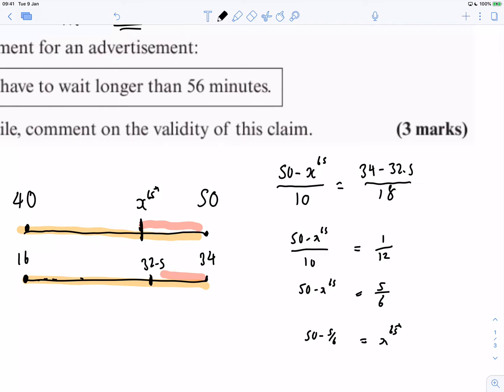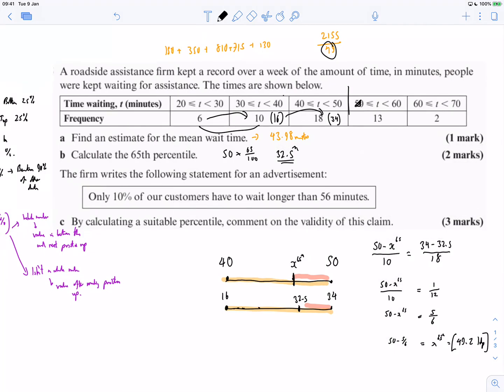Whoops, daisy. So I will take that as 49.2 to 1 decimal place. So the 65th percentile is approximately 49.2 to 1 decimal place.